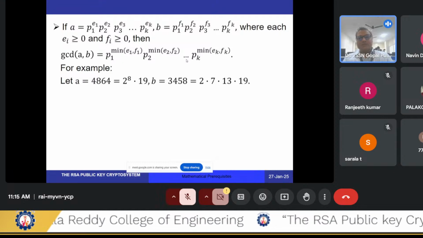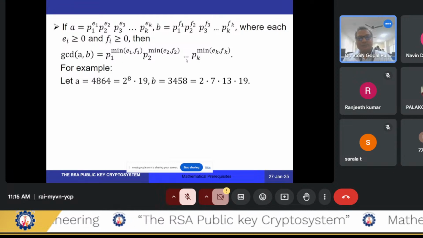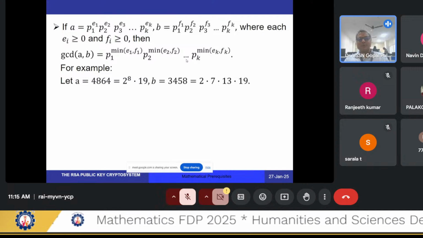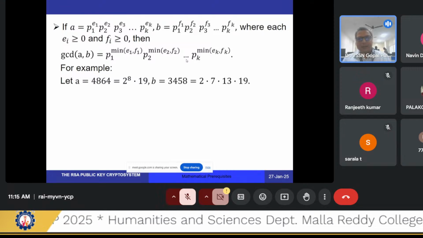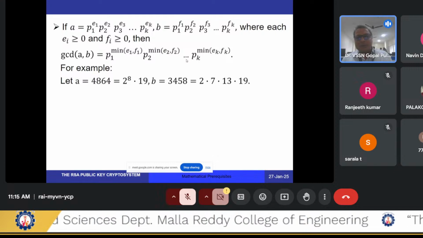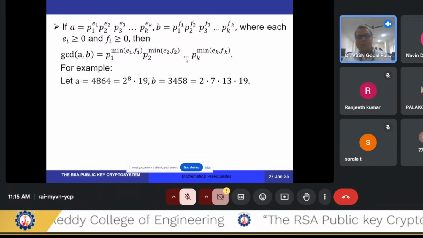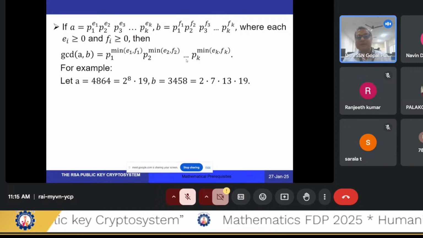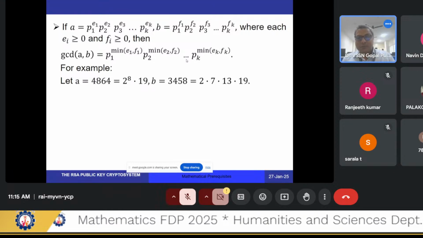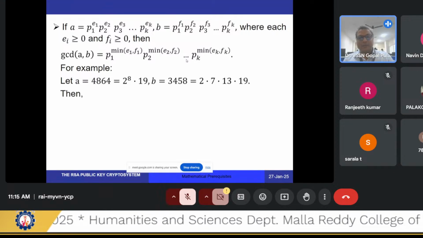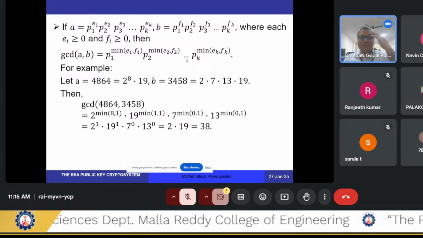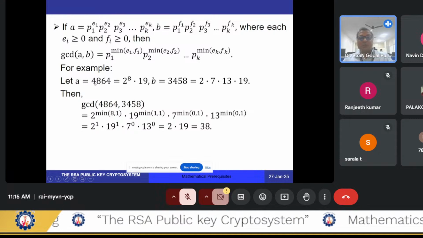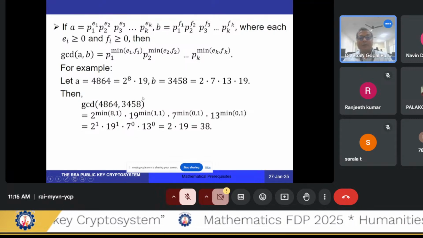As a simple example, I considered a and b in this way. I took a as 4864 and b as 3458, and one can observe that the number a can be factored as 2 power 8 into 19, whereas the number b can be expressed as the product of primes 2, 7, 13, and 19. By the formula we just mentioned, what will be the GCD of these two numbers a and b?